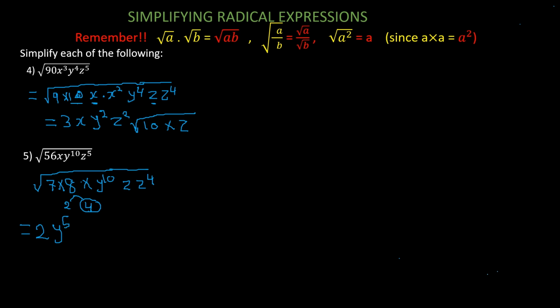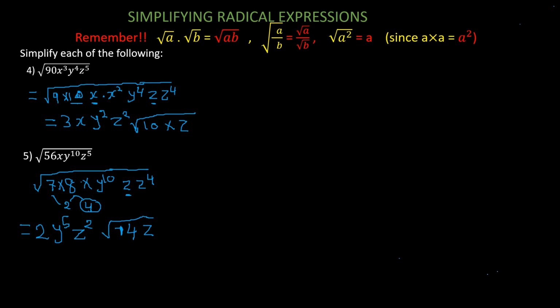And we have z staying inside the root. So z to the power of 4, 4 divided by 2 equals 2, so it will be z to the power of 2. And inside the root, we will have 7 times 2, which is 14, directly. And z. So the answer would be 2y to the power of 5, z to the power of 2, square root of 14z.